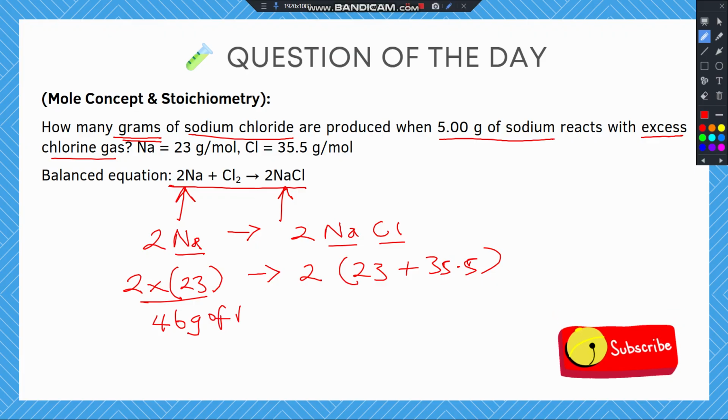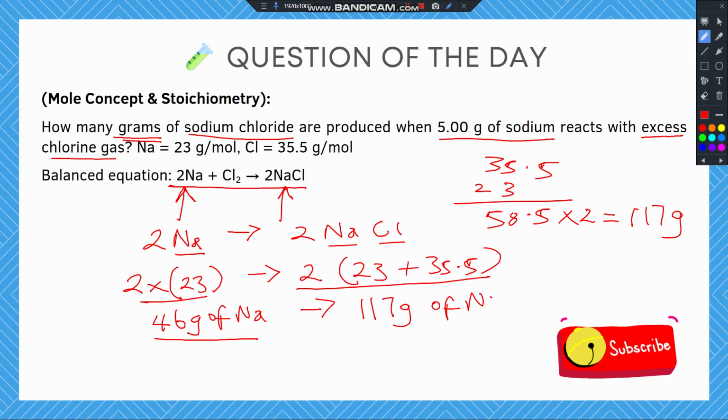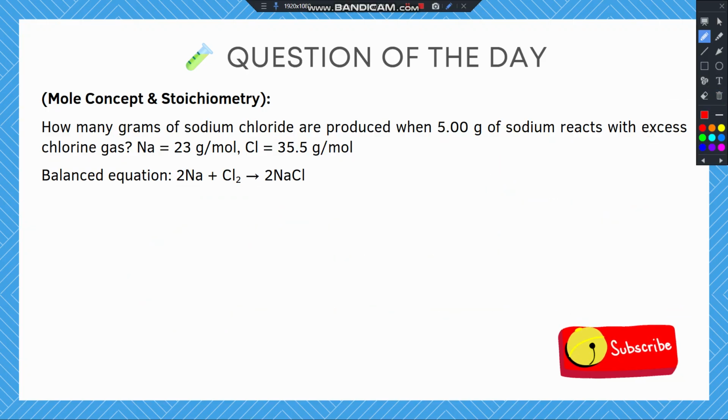So 46 grams of sodium is now producing, when we do this math, 35.5 plus 23, which gives us 58.5. 58.5 multiplied by 2 gives us 117. So we have 117 grams. What this simply means is that 46 grams of sodium produced 117 grams of sodium chloride according to the chemical equation. Now the question says, what is the amount of sodium chloride produced when 5 grams of sodium reacts with excess chlorine gas?